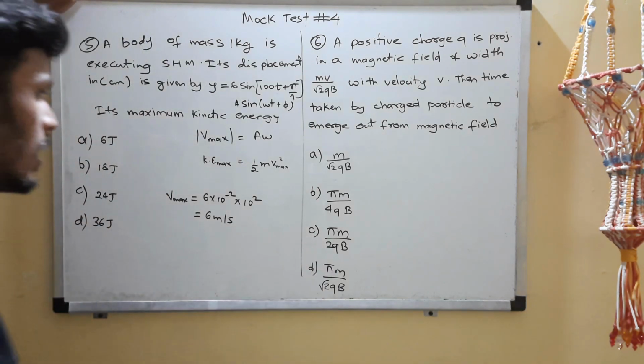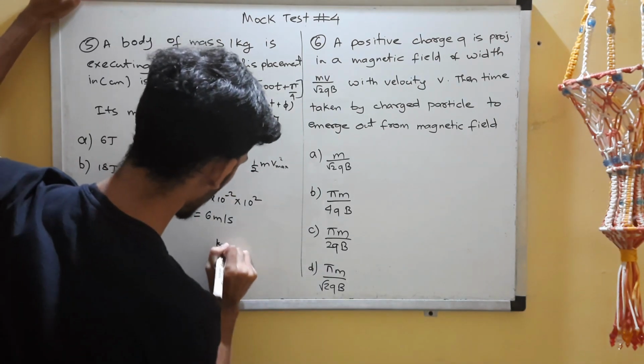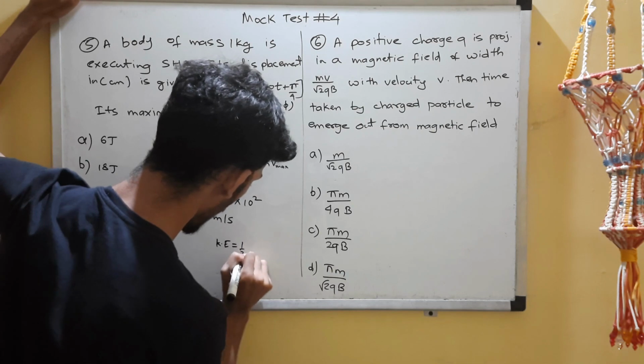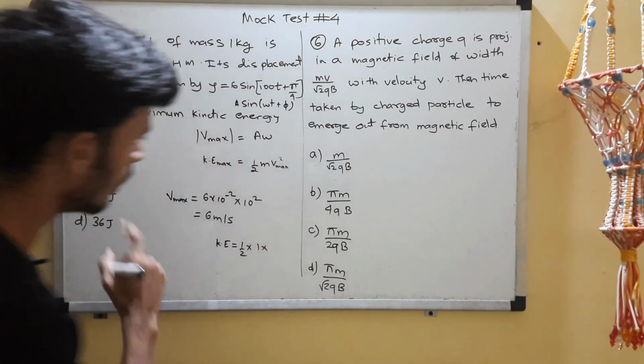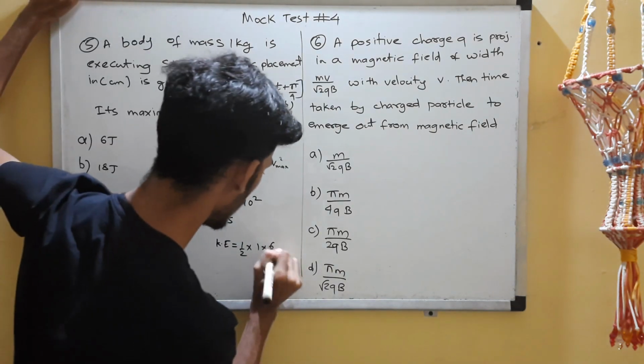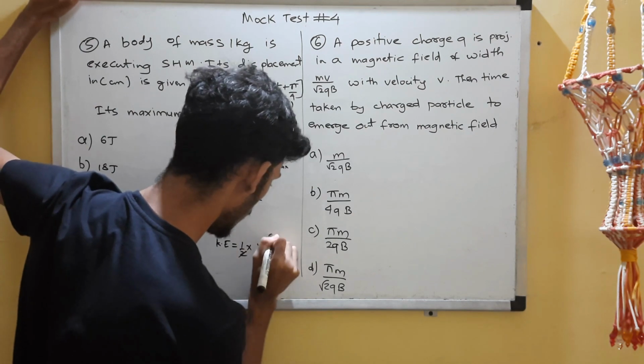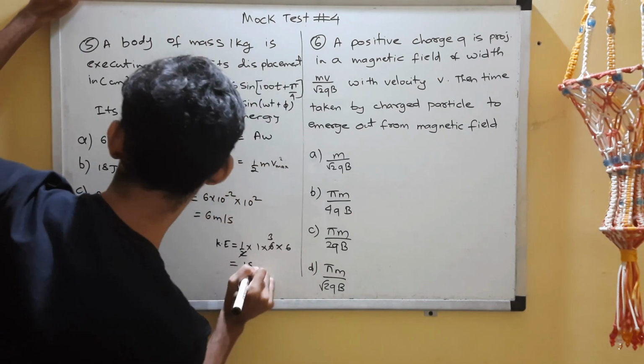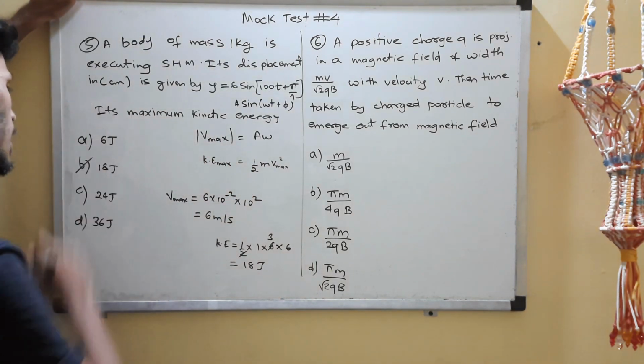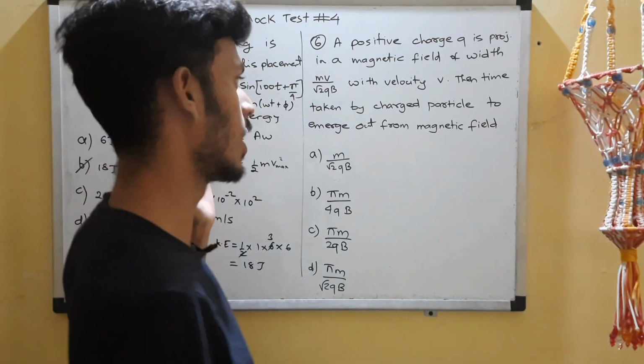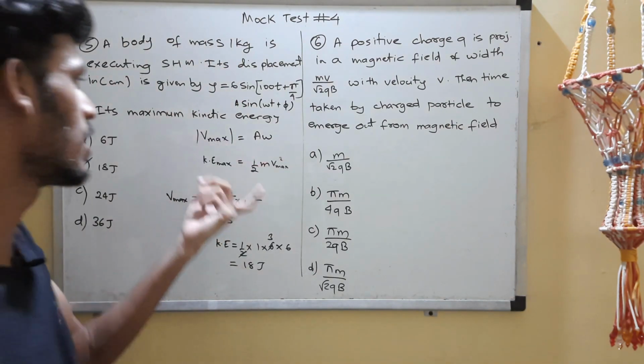Okay, we converted everything into meters. So maximum kinetic energy naturally will be half m, where m is 1, v squared is 6 squared, 6 into 6. This will be 3 sixes are 18, so 18 joules. So option B, 18 joules, is the correct choice over here. Quite a straightforward question. You're just supposed to know this.